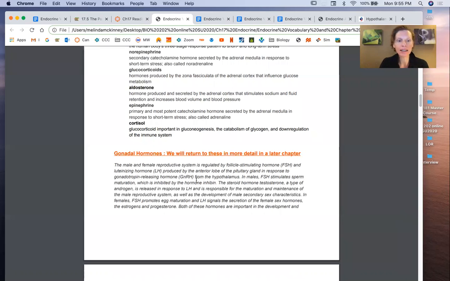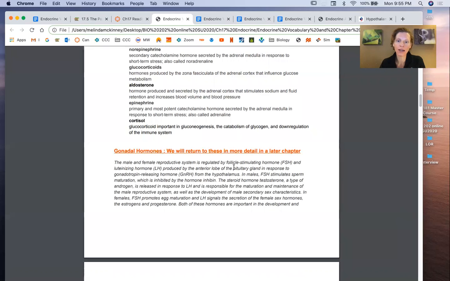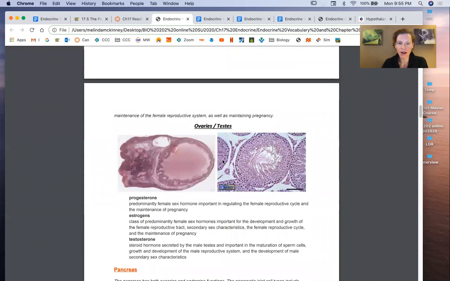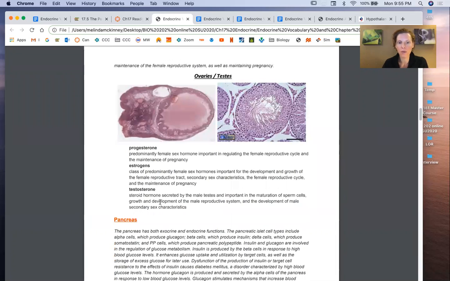Okay, the next is the gonadal hormone. The gonads refers to the testes or the ovaries, and we're not going to talk much about these here. We'll talk about them more in later chapters, but you do want to be familiar with the major hormones that are involved in stimulation of testosterone, luteinizing hormone, and follicle stimulating hormone, which is going to produce egg and sperm maturation. So you can see there are histological sections and then a description of some of the hormones of interest.